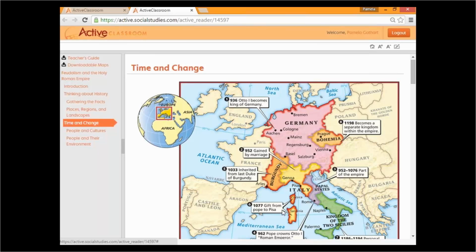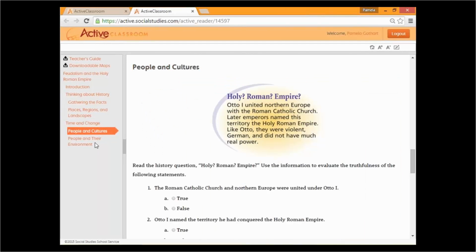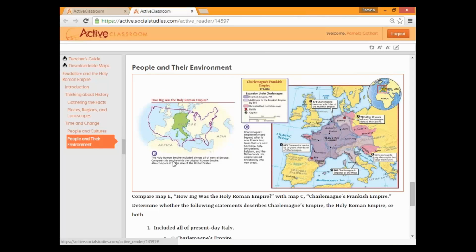Here we have a political map and a locator map showing where within the world or in the globe this particular area is located. Then we have people and cultures. We have people and their environment. Each of these different aspects provide us with content information, informational text, followed by comprehension questions. Another great way to provide for students who are more visual learners an opportunity to engage in similar content from what we saw in everyday life, but not as much reading.